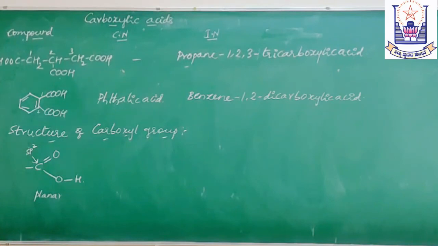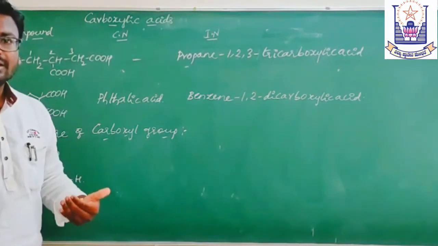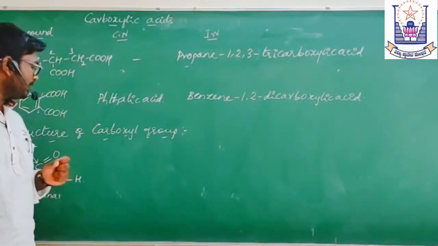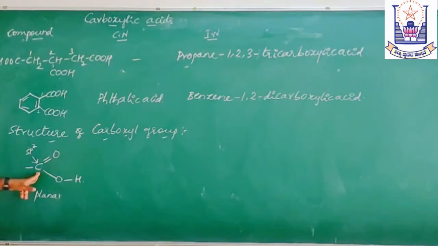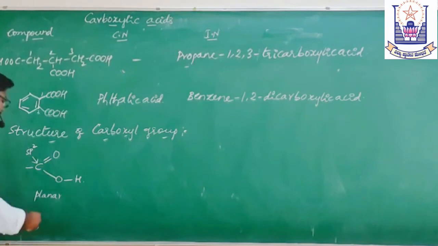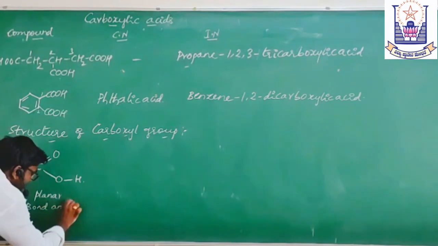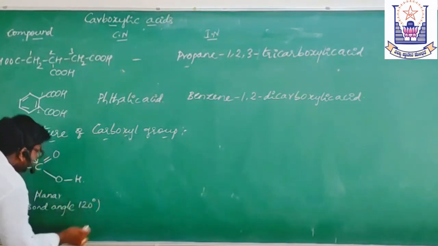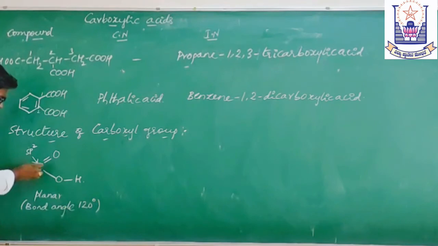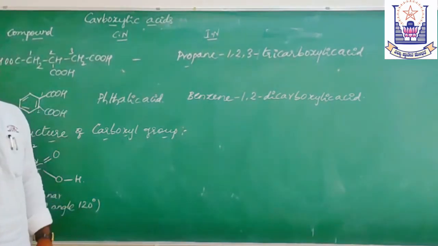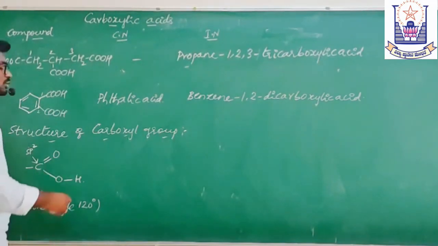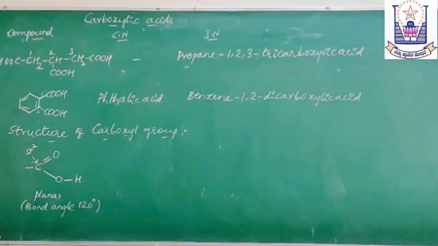It is based on the number of sigma bonds that I have calculated the hybridization state. Now, due to the sp2 hybridization, the carboxyl group has trigonal planar geometry with a bond angle of 120 degrees. It has three bonds, no? This one, this one, this one. So the bond angle would be 120 degrees. Now, let us go for the polarity of this group.